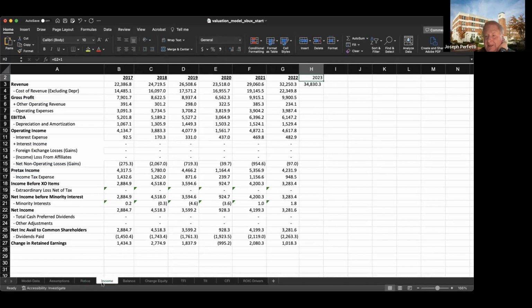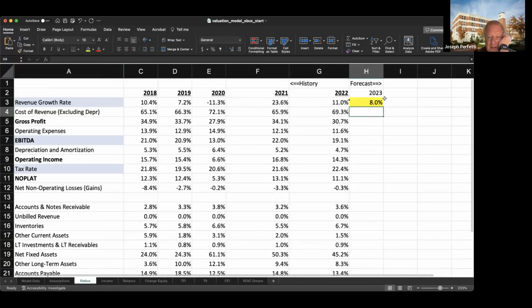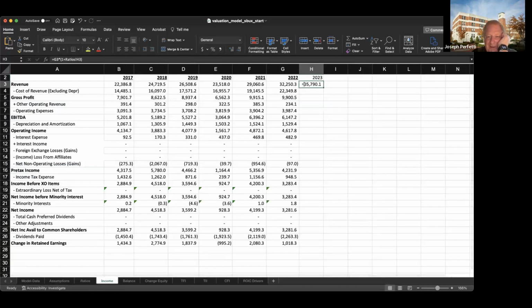Pausing. Questions? Make sense? But what you should have is equals the previous year. Don't type in 11% because this is rounded. 35,790.